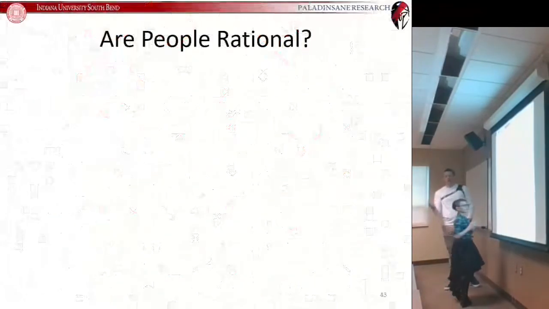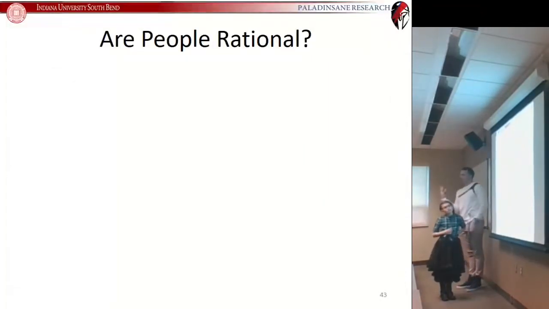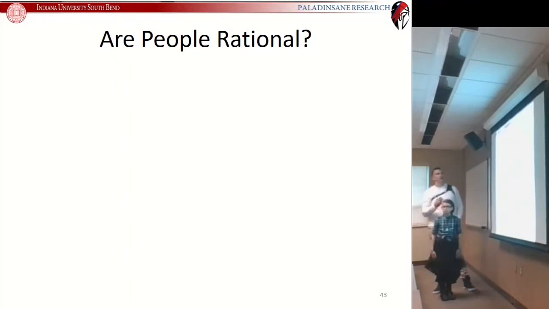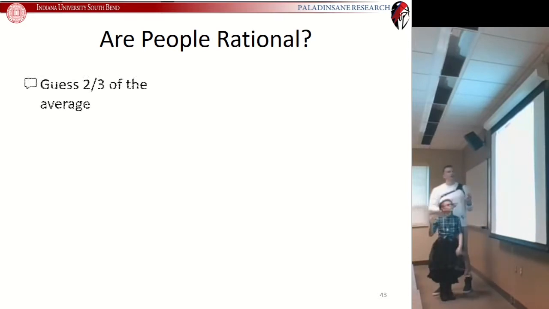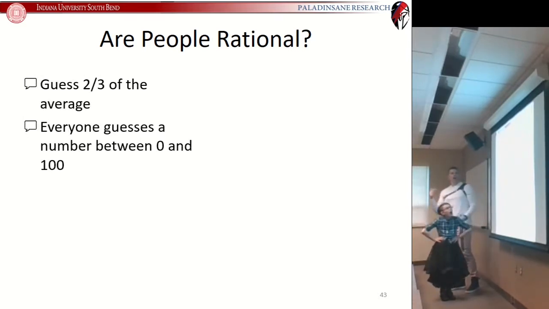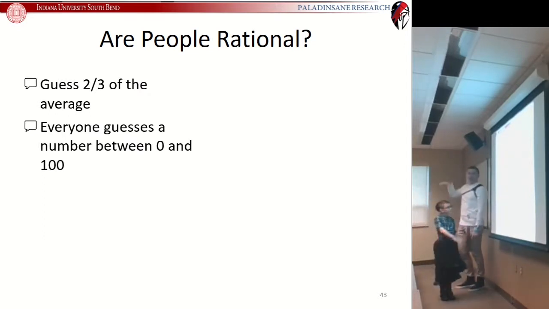All right, so now we're going to get to another illustration here. This is to answer the question of whether or not people are rational. And this demonstration is called Guess 2/3 of the Average. And what we're going to do, and you'll play along, everybody here is going to guess a number between 0 and 100. All right, so you're going to guess a number between 0 and 100.